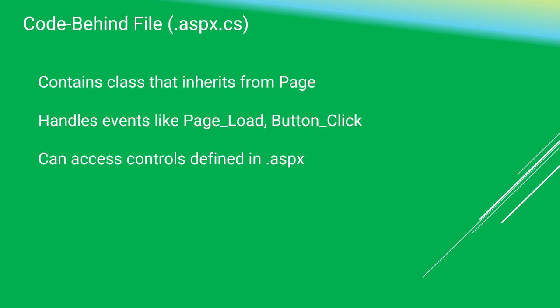The code behind file is where the application logic lives. This file contains a class that inherits from the ASP.NET Page class. It includes event handlers like Page_Load and button click, and allows direct interaction with the server controls defined in the .aspx file.